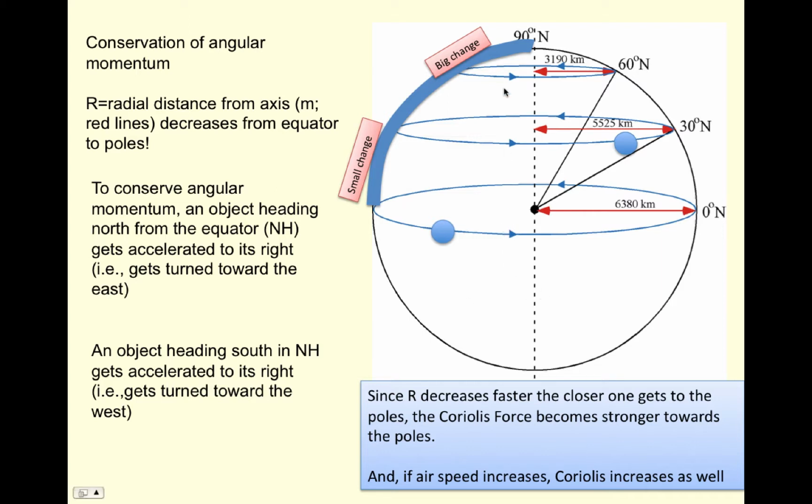However, you can also think of moving northward more quickly. That will also change your distance from your radial axis more quickly. So the Coriolis force gets stronger as you get towards the poles, but it also gets stronger the faster you move in a northward direction.